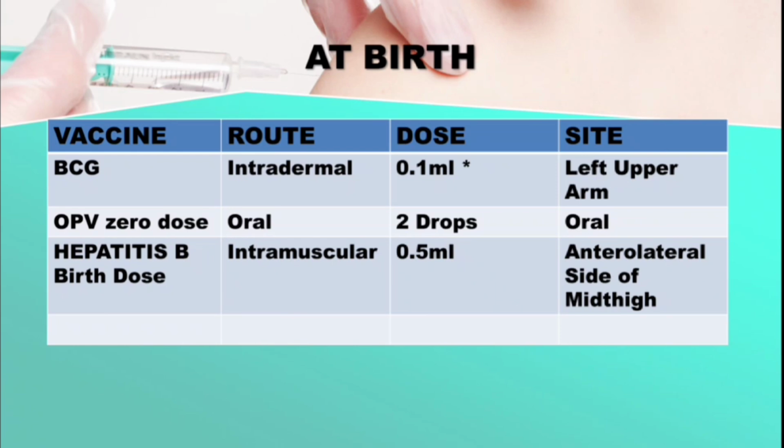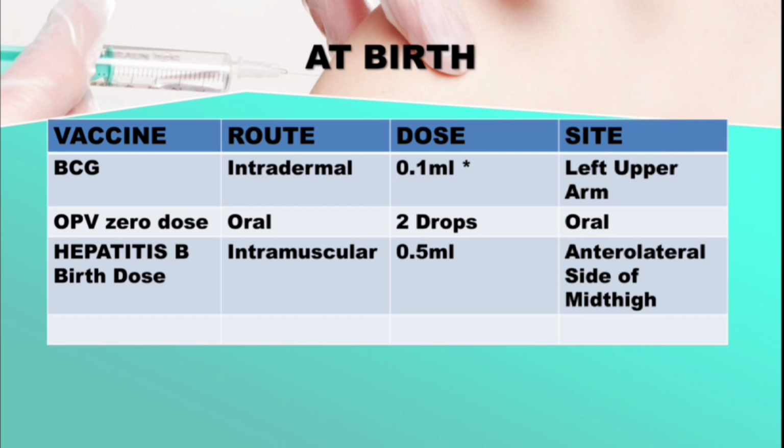So at birth, BCG is given. BCG is Bacillus Calmette-Guérin. It is given intradermally, 0.1 ml on the left upper arm. Why it is given on the left upper arm is so that this vaccine forms a scar. So when it forms the scar on the left upper arm for the mass population, whenever we have to check the immunization status of the child, whether the child is vaccinated for BCG or not, we will check the left upper arm for the scar, and then we will come to know, okay, the child is already vaccinated.